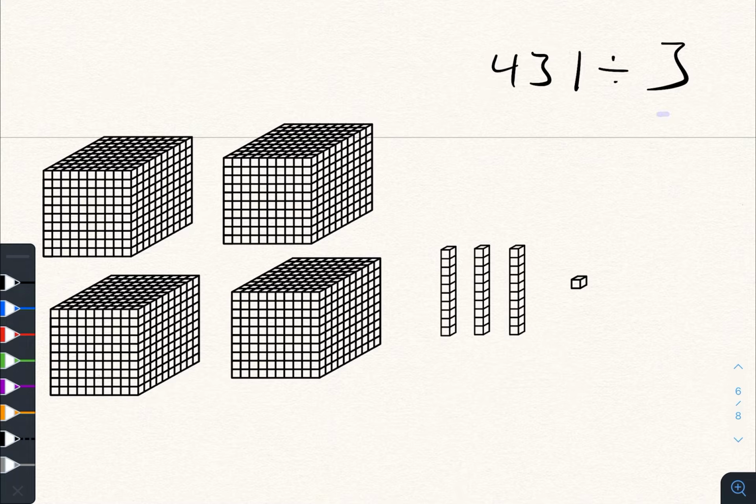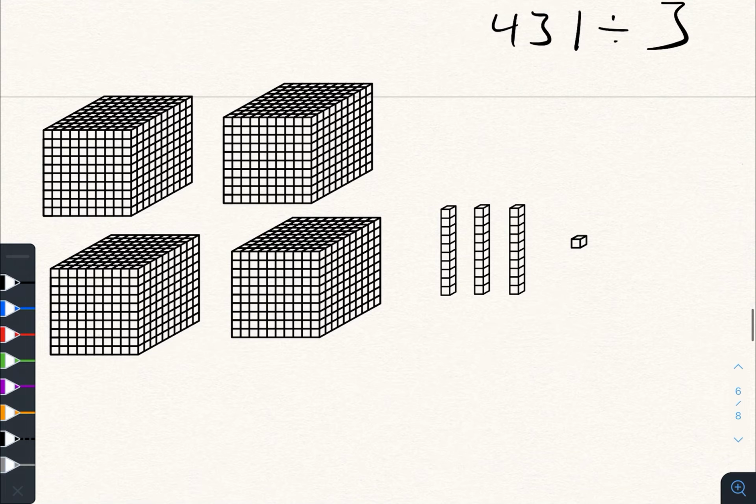split this into groups. You could think of this as a how many groups approach, or a how many in each group approach. Here I'm going to think of it like this. I have 431 blocks, and I want to divide them into 3 equal groups. Then I want to know how many are going to be in each group. So it's a how many in each group approach. So let's do that.